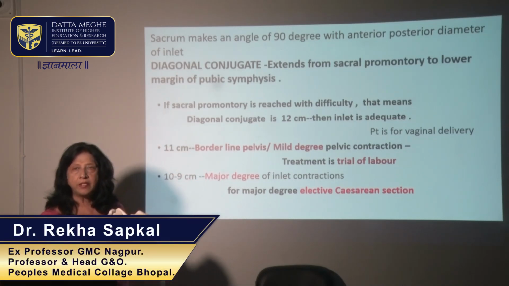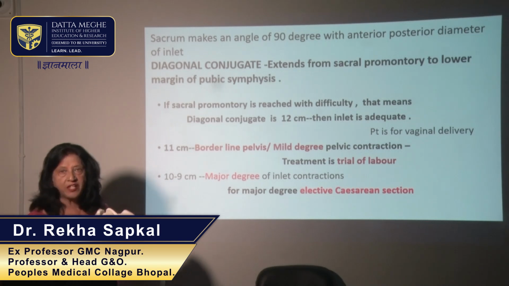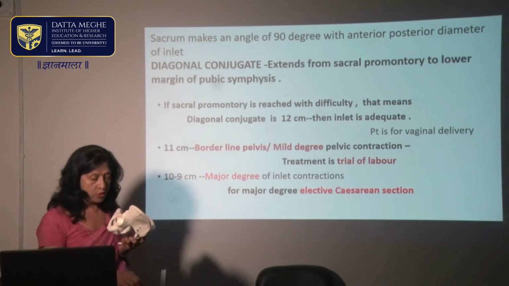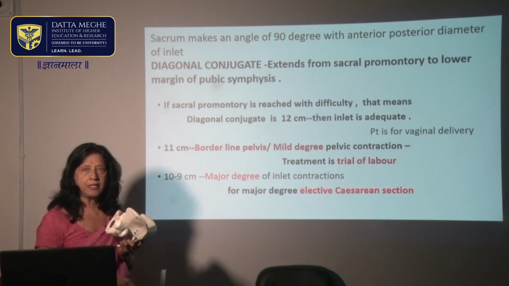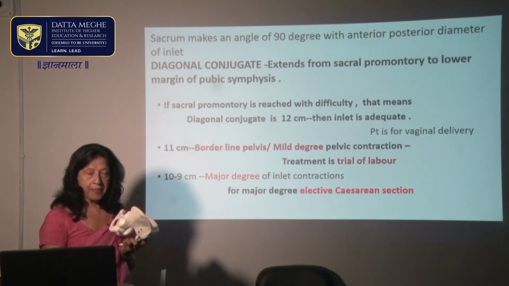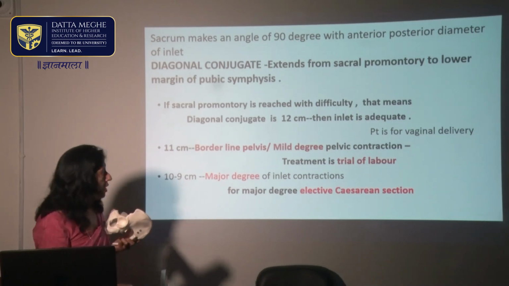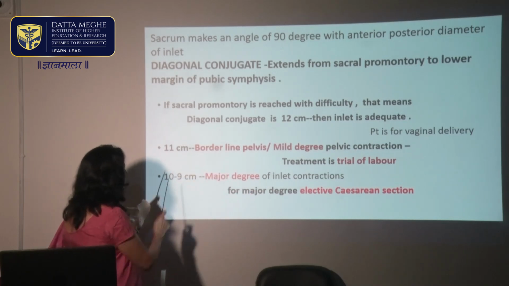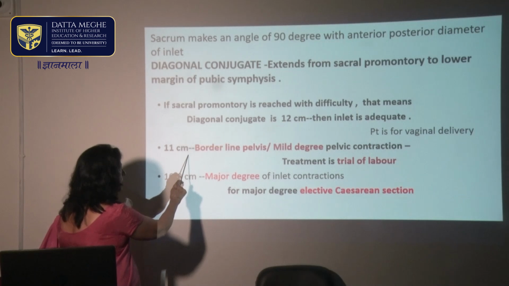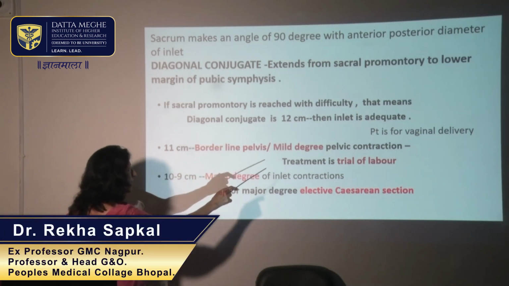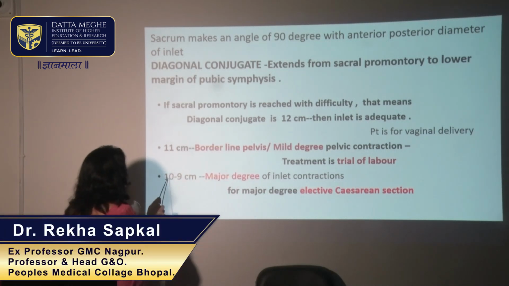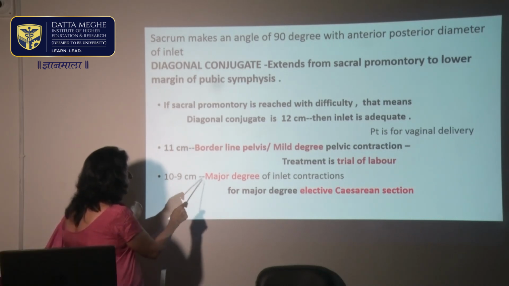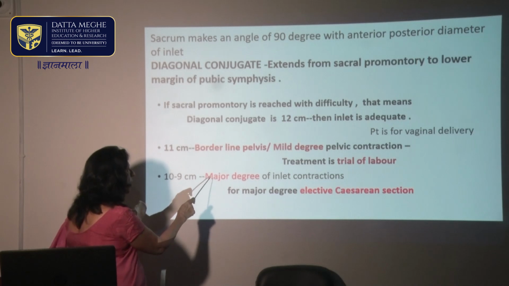If the head enters and the cervix dilates well and there is good progress of labor, then it is a successful trial of labor. Then the pelvis is adequate. So, here what is the treatment of borderline pelvic contraction? Trial of labor. Means when diagonal conjugate is 11 centimeter, what is the plan of treatment? Trial of labor. When it is 10 or even less than that, it is a major degree of pelvic contraction, or inadequate pelvis is the second term which is used.